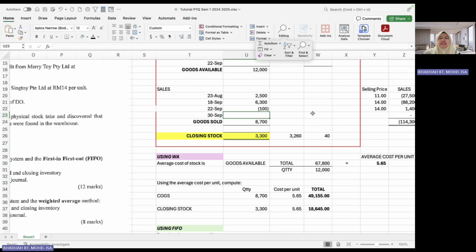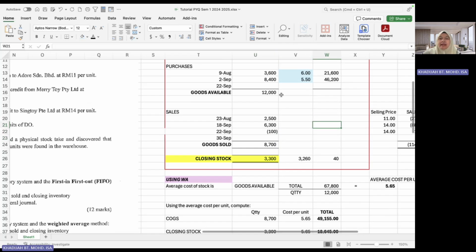Again, sorry, my apology. So it means that my goods available is 12,000. But then because of my sales of 2005, and then I have another sale of 6003, but there's a sales return of 100, my goods sold should be 8,700. So based on this, my closing stock should be 3,003. So how do I get 3,003? It's my goods available minus my goods sold.